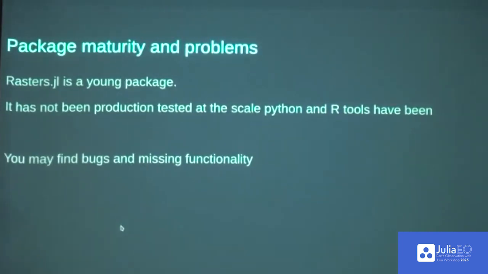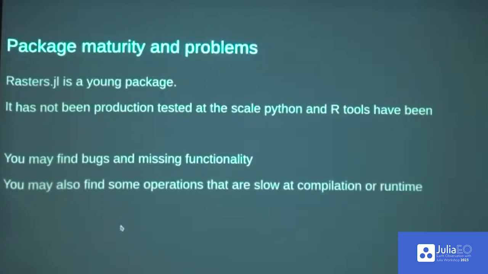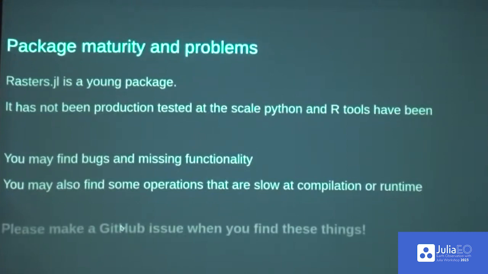In Python, there's 1 million users. In Rasters, there's a few thousand users, so there's just less chance that someone has already hit a bug that you find. So just to make this clear from the start, some things might also be slow or not work how you expect, just because not enough people have tried to do what you're doing yet. I don't use the same workflows you use, so I won't hit it.